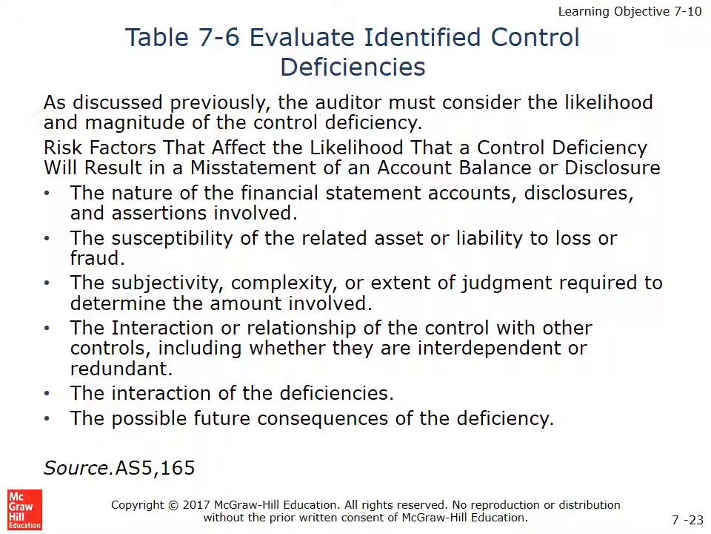And, based on it, is it important? That is what we're talking about here. If you have that account, if it's off, is it a material amount? Will it materially misstate the financial statements? The interaction or relationship of the control with other controls. The interaction of the deficiencies, if you have more than one. And the future consequences of the deficiencies. All of these things must be looked at to determine. These are risk factors that will determine if our deficiency will cause a material misstatement.